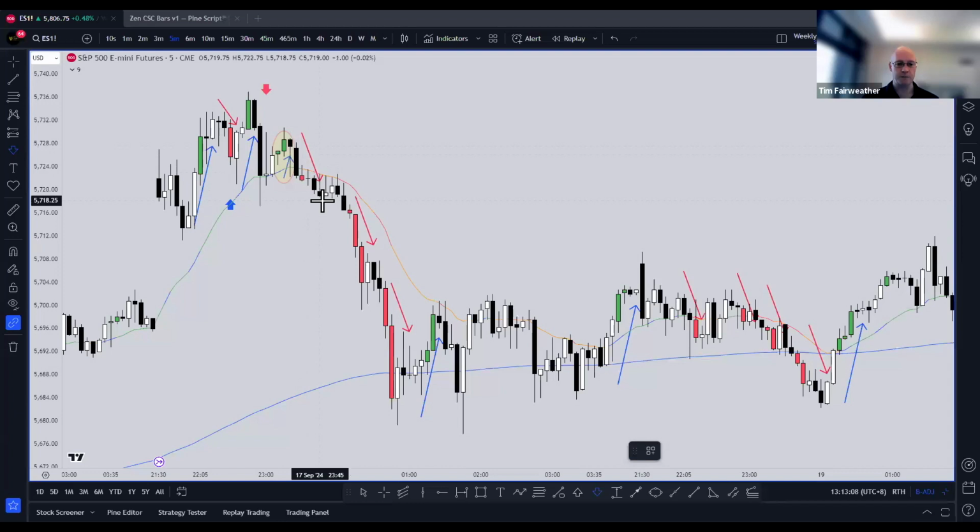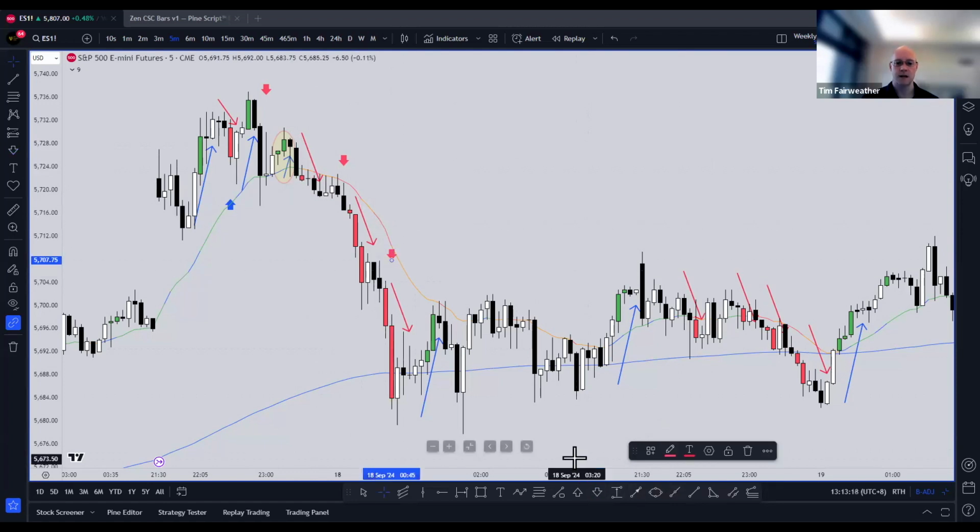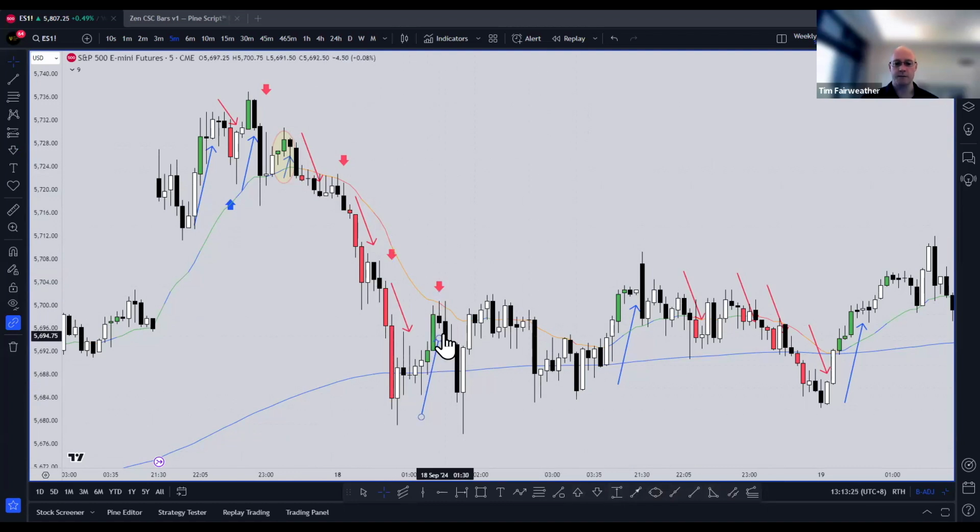What about this spike down? Did that have a second leg? Yes. What about this spike down? Did that have a second leg? Yes, it did. What about this spike down? Did that have a second leg? Yes, it did. What about this spike up? Did that have a second leg? Yeah, it did. Did this spike up have a second leg? Yeah, I think we can say that's a second leg somewhere in there.